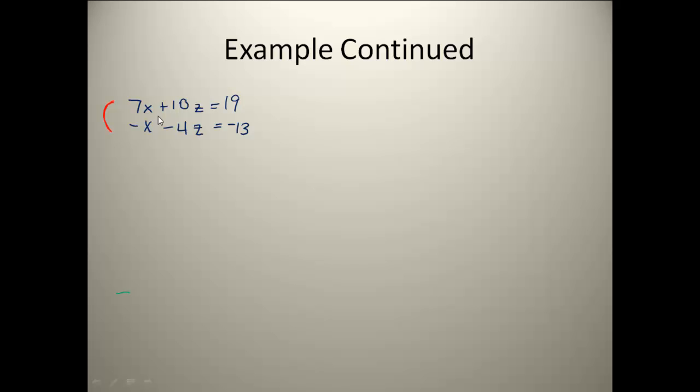And I have to decide now which variable I want to get rid of. Well, I'm going to get rid of my x's because I can change 1 into 7 a lot easier than getting 4 and 10 to match. So in order to do that, I need to have the same coefficient but opposite signs here, so I need to multiply my bottom equation by 7. When I distribute that 7 out there, I'm going to get negative 7x minus 28z is equal to negative 91.